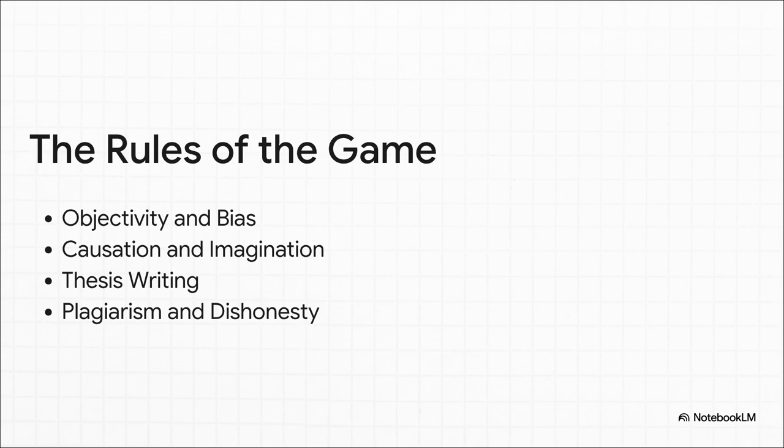This unit also lays out the rules of the game for being a historian. How to spot when a source is biased, how to figure out what caused what, how to build a solid argument of your own, and, really importantly, how to be honest in your work. These aren't just boring academic rules. They're the core skills of any sharp, critical thinker.